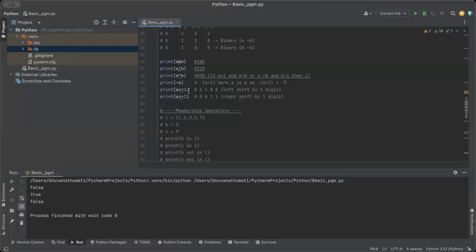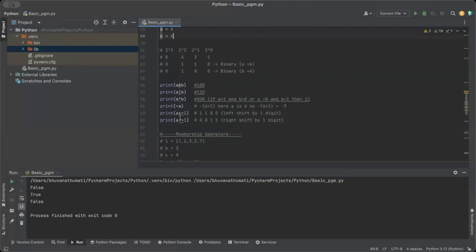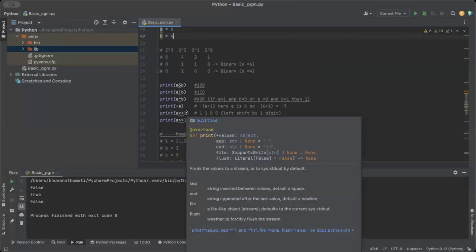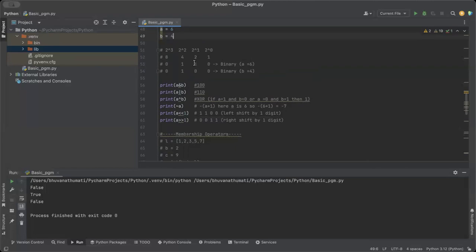A left shift of 1. So here 1 I have given, so that many times only I have to shift. So here I have given 1, so I have to shift only 1 bit. If I have given 2 here, then I have to shift 2 times.